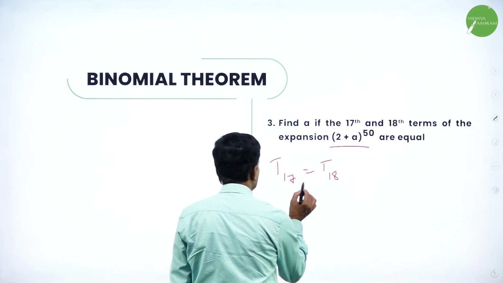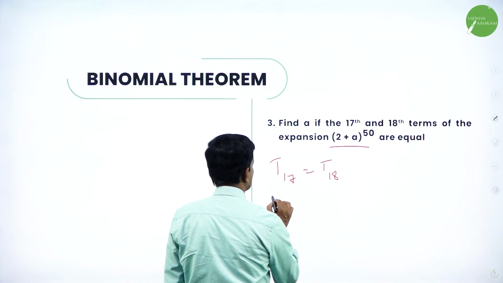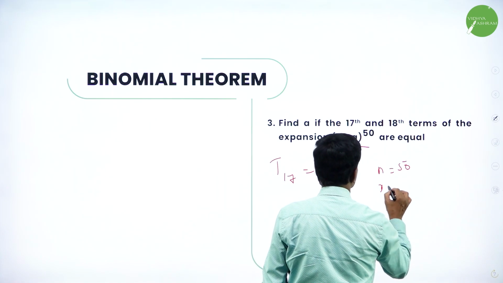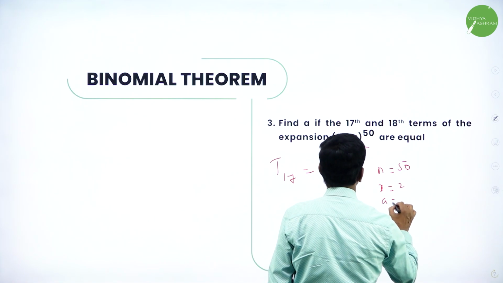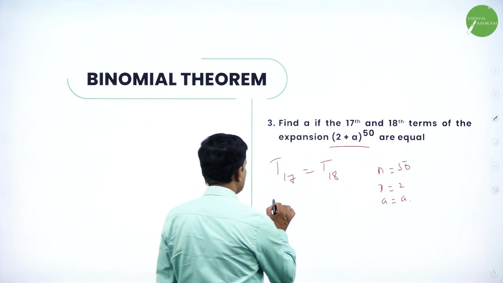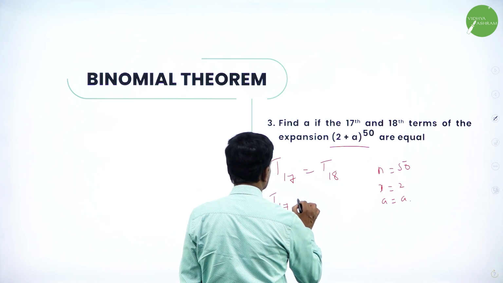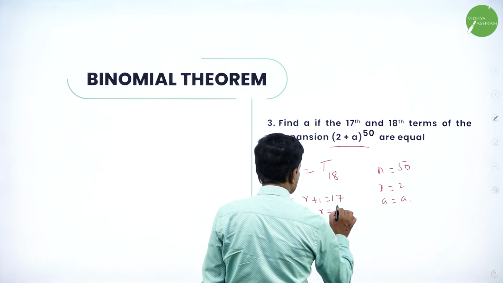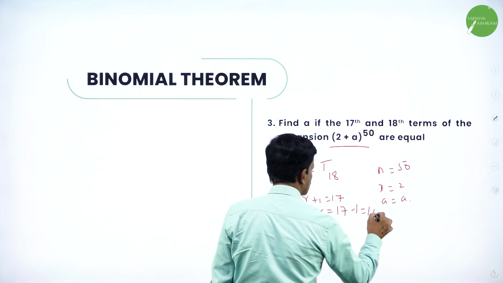So first find out the 17th term. For the 17th term, here what is n? n is equal to 50, x is equal to 2 and a is equal to a itself, right? Now, for the 17th term, r plus 1 is equal to 17. So, r is equal to 17 minus 1, which is 16.